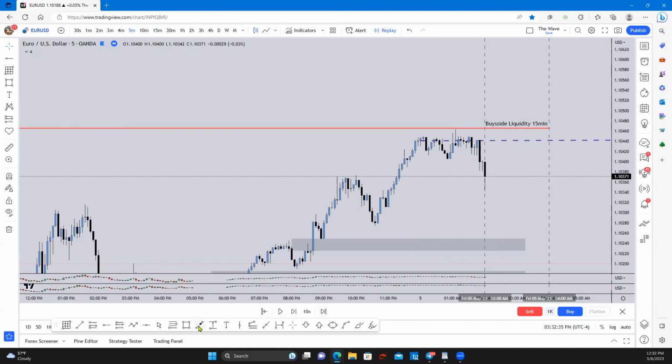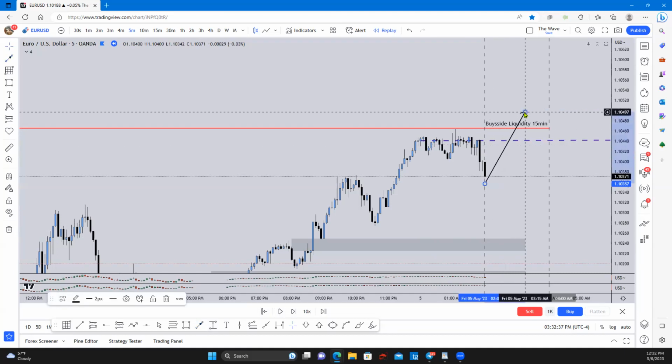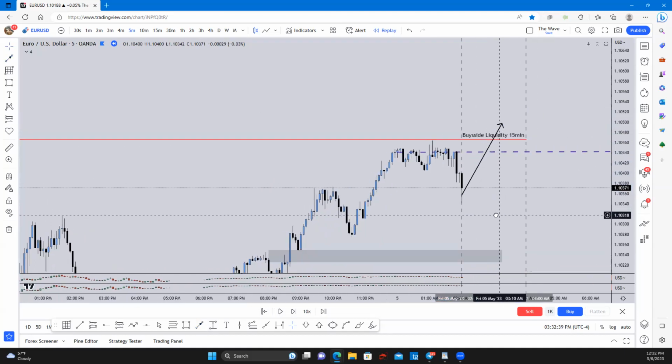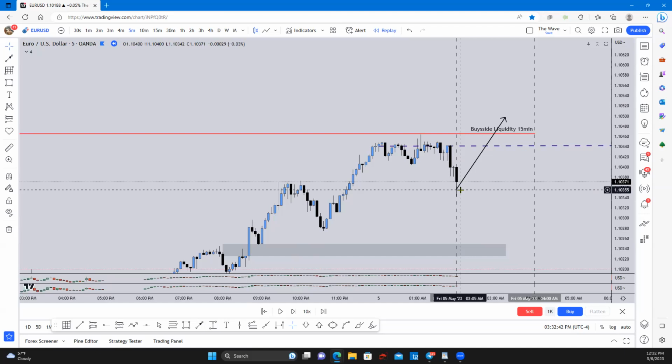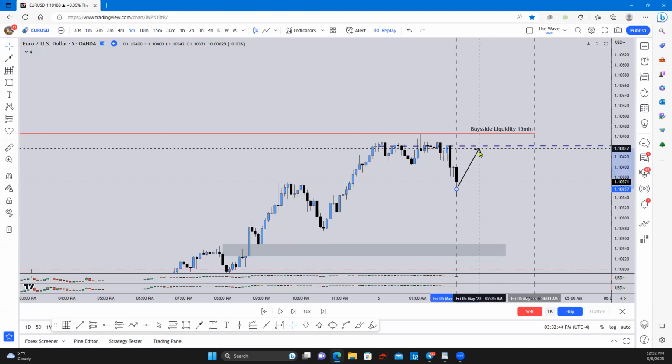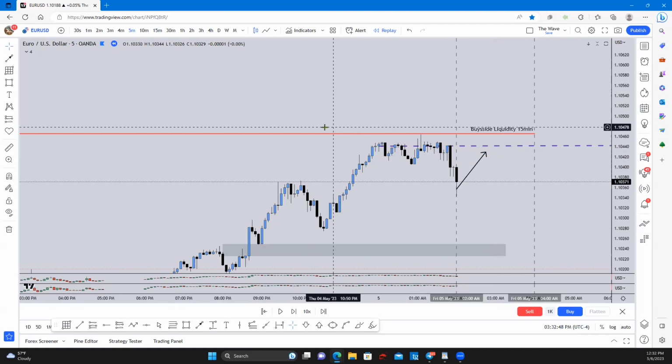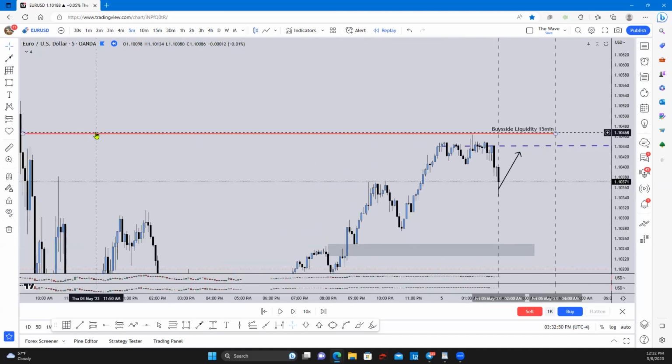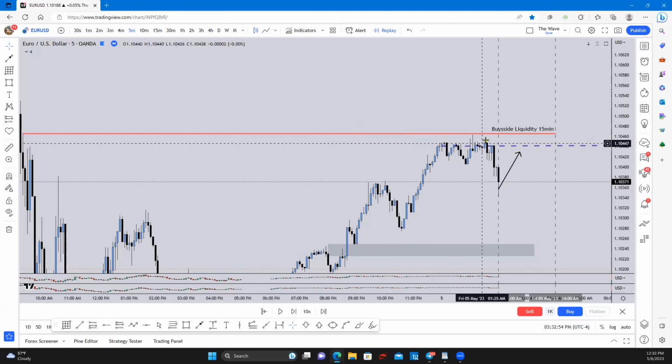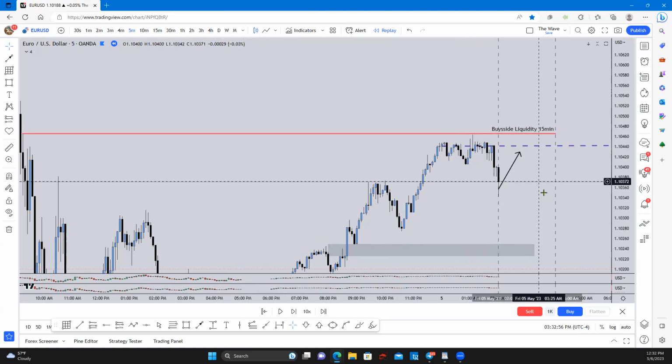So this is going to be your Judas swing. This is what ICT calls the Judas swing. Why is price going to go up here? Because we have liquidity in the form of equal highs. This is suspicious: when you see very equal highs, this is where liquidity is.